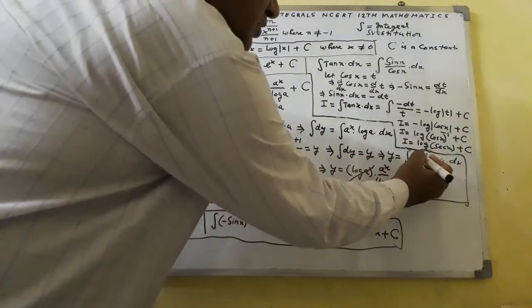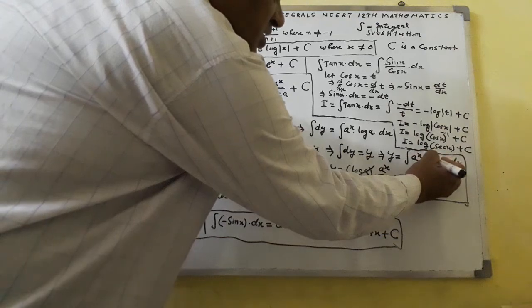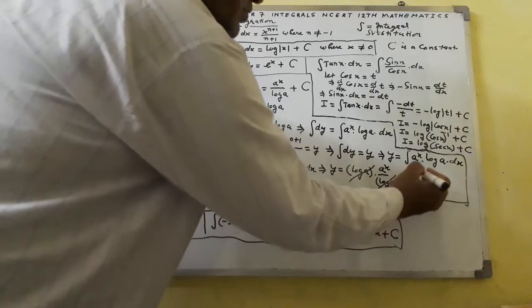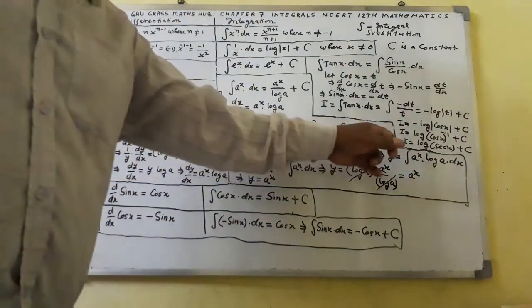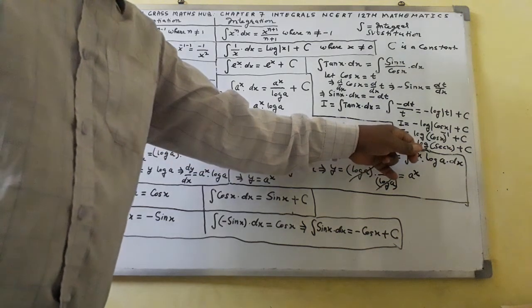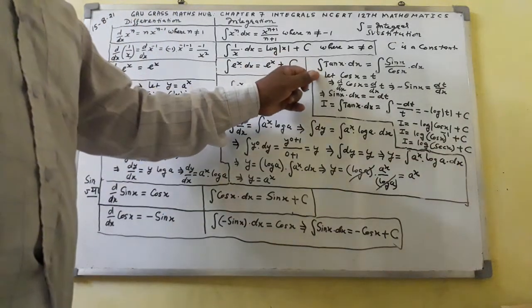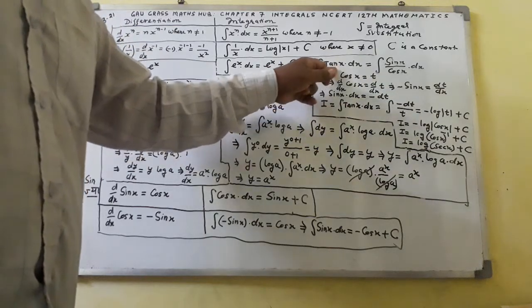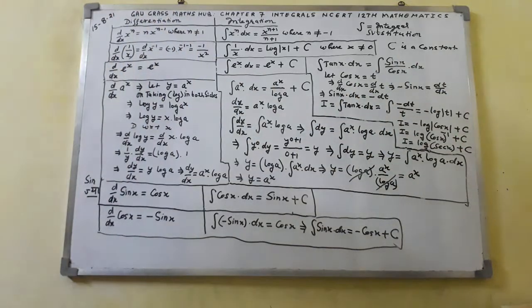Here a raised power x is available, here write log a dot dx. So you have got one important formula here, I equal to log sec x plus c. This means that integral tan x dot dx equal to log sec x plus c.